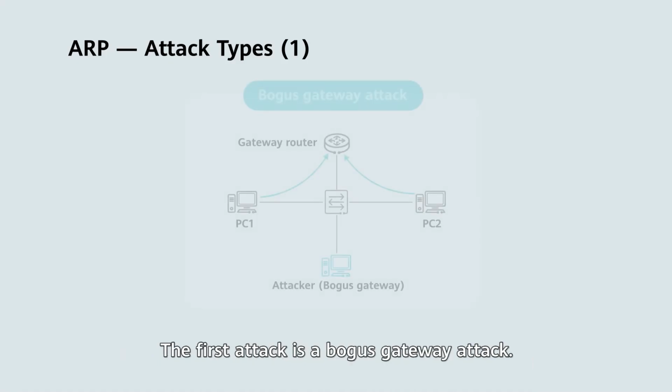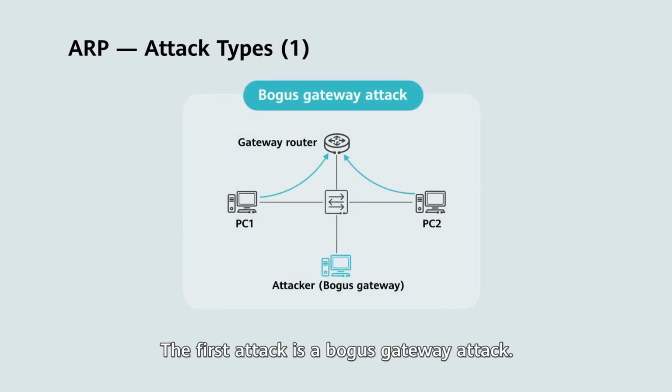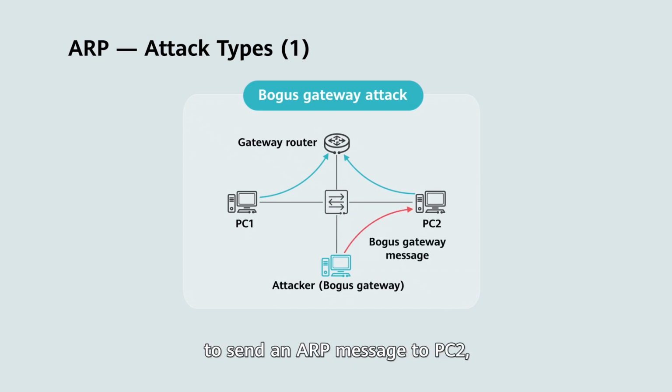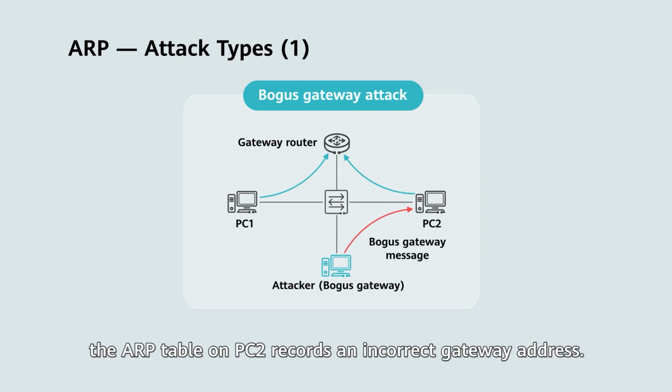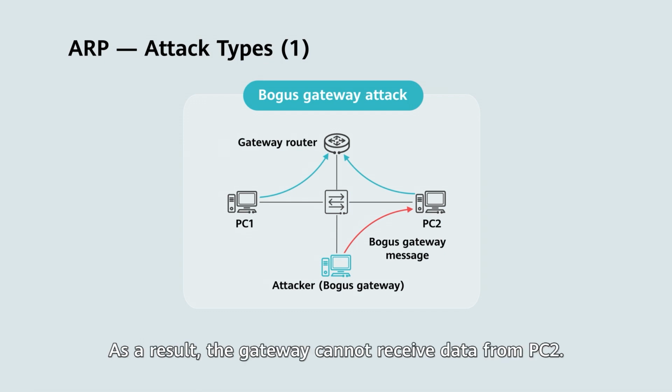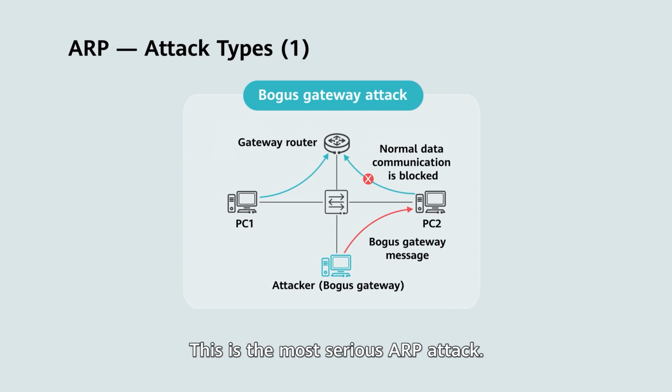The first attack is a bogus gateway attack. For example, if an attacker forges a gateway address to send ARP messages to PC2, the ARP table on PC2 records an incorrect gateway address. As a result, the gateway cannot receive data from PC2. This is a more serious ARP attack. If an attacker sends ARP broadcast messages, the entire link may go offline.